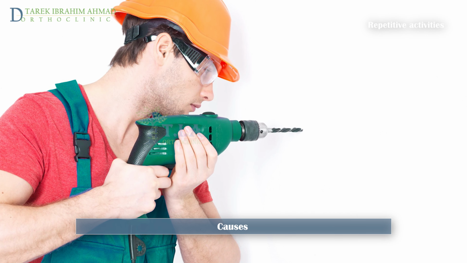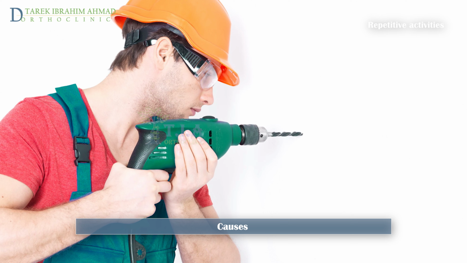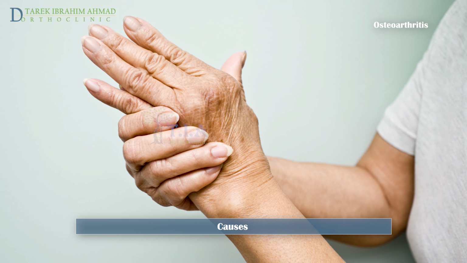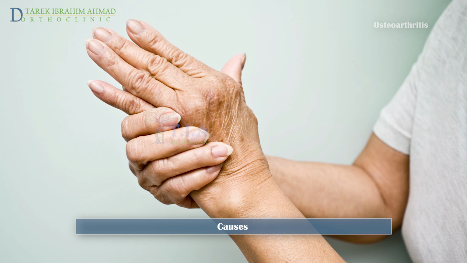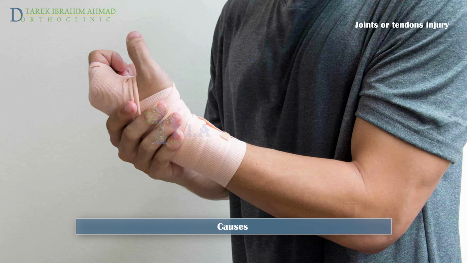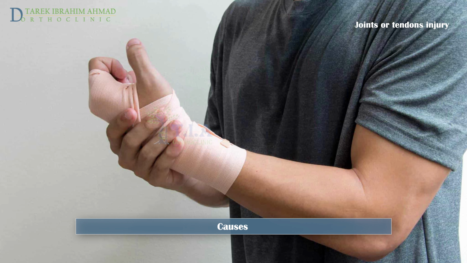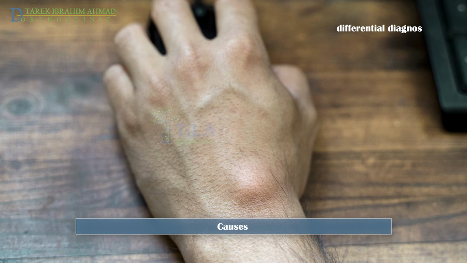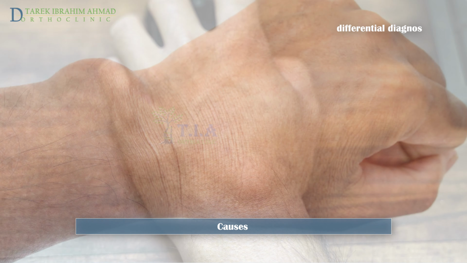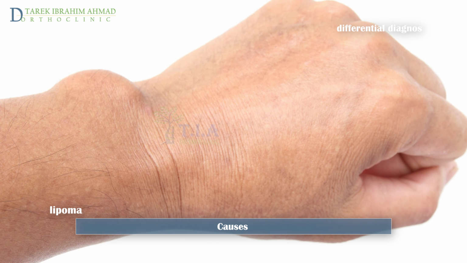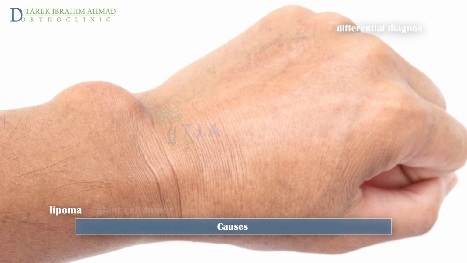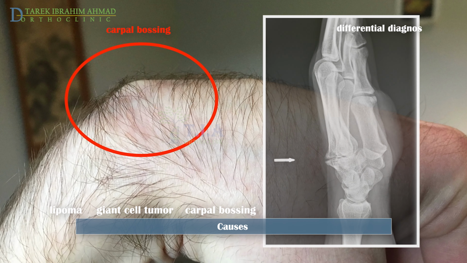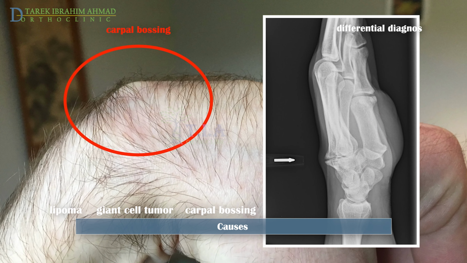Repetitive wrist or finger activities may increase your risk of developing a ganglion cyst. People who have osteoarthritis are at higher risk of developing ganglion cysts near the joints. Joints or tendons that have been injured in the past are more likely to develop ganglion cysts. While most lumps and bumps of the hand and wrist are ganglion cysts, there are other conditions that have different treatments. Some types of tumors such as a lipoma or giant cell tumor, carpal bossing which is a bone spur, and other conditions can cause lumps on hand and wrist.